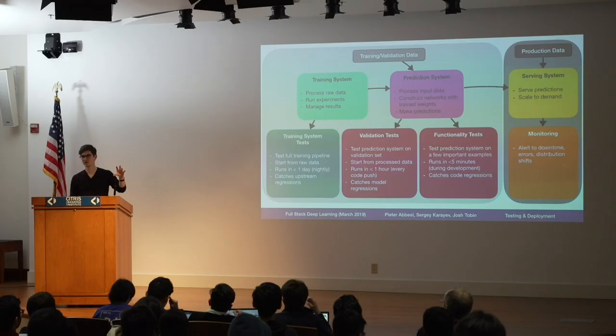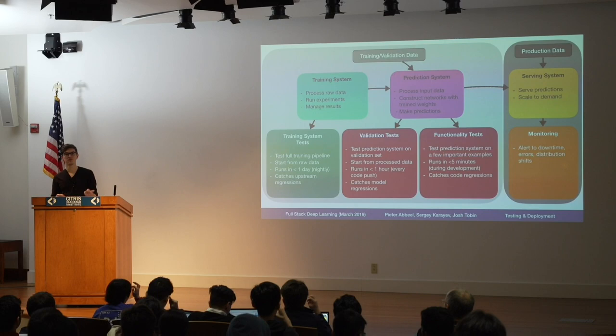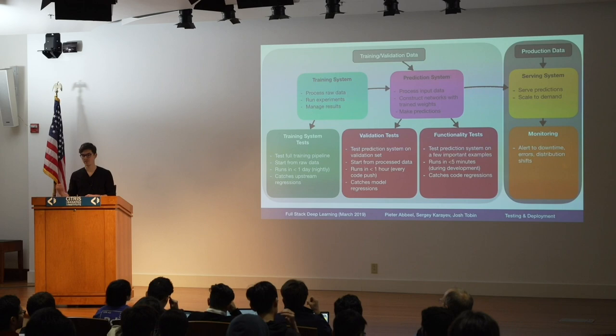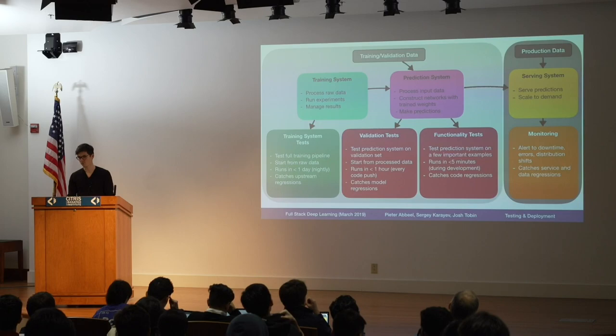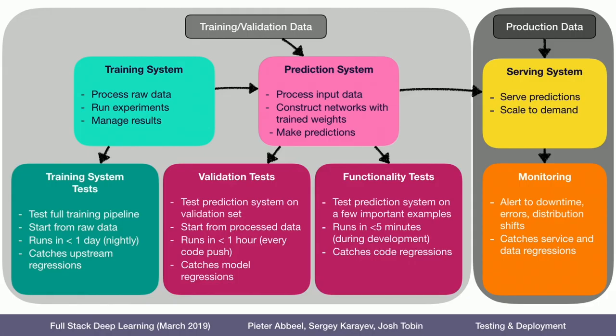So an example could be you trained on images 256 by 256 pixels, and that's what your users used to be sending you, but then something changed, and now they're sending you 1024 by 1024. That might have bad effects down the line, so it'd be nice to get alerted as soon as that changes. Or potentially, you used to get black and white images, and now all of a sudden you're getting color images or grayscale images. So the idea is you want to catch serving and production data regressions.